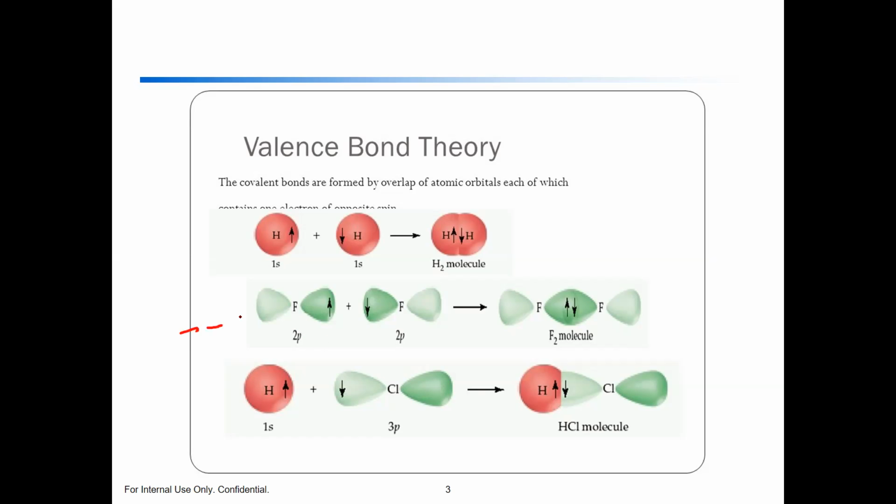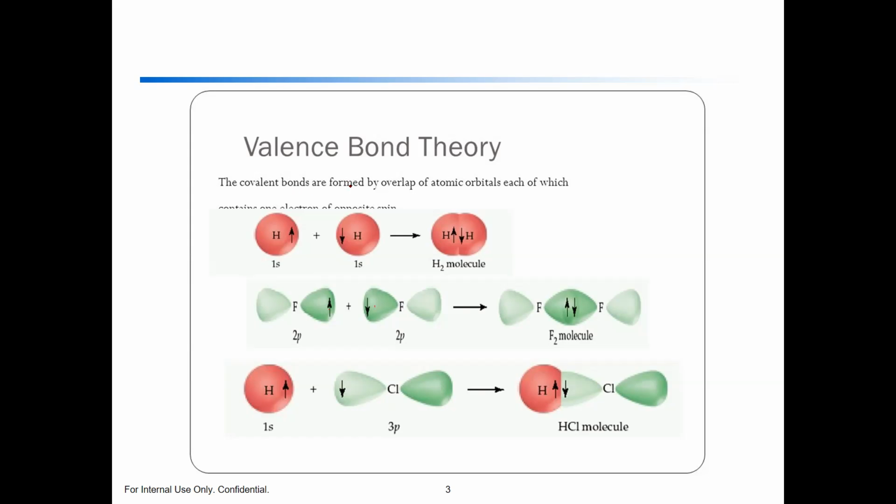Fluorine, 2p, it's going to look like this. This electron is going to be involved in that bonding. Not these. These electrons are already filled, so they're not going to be involved. It's this electron that is going to be involved in bonding. So that one's going to interact with this one to form F2. So that's what this theory says, valence bond theory.